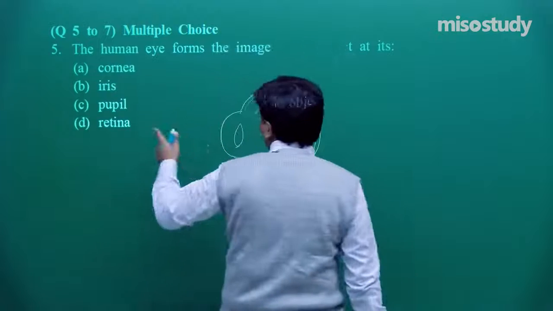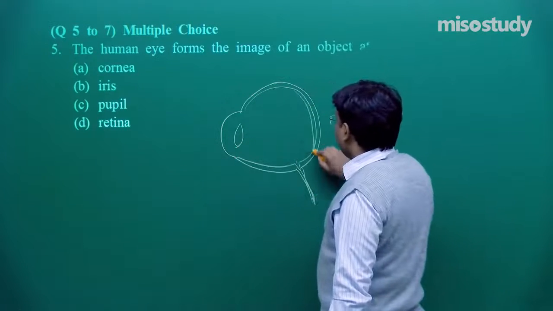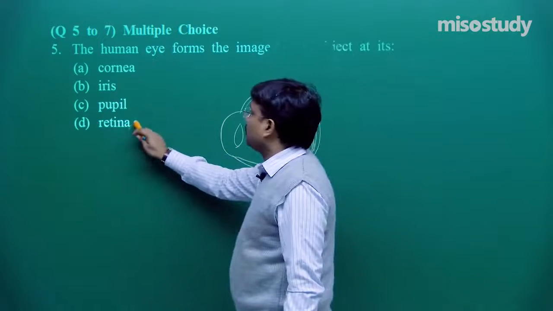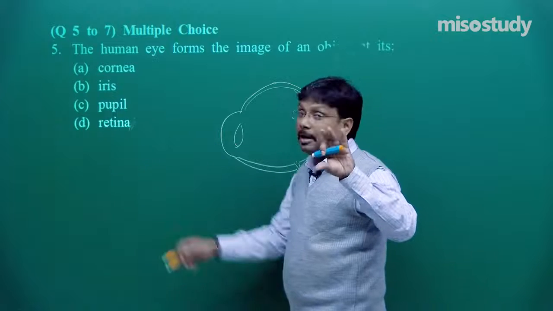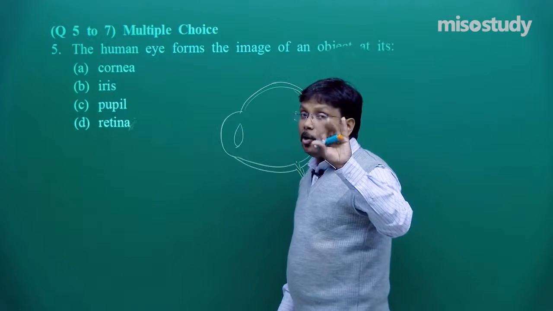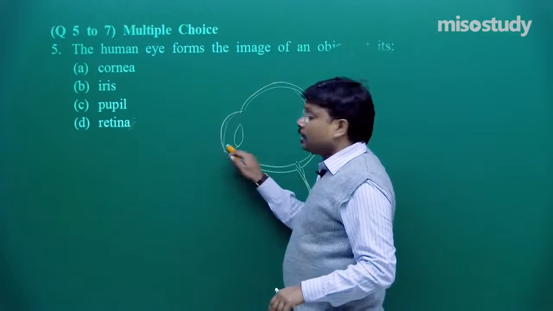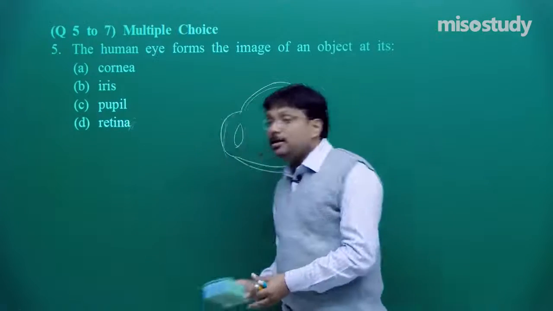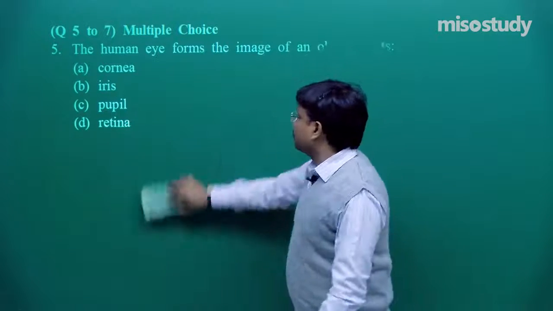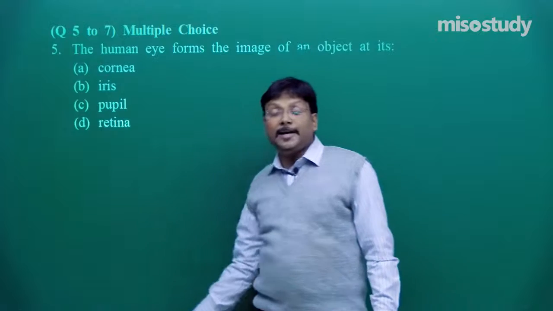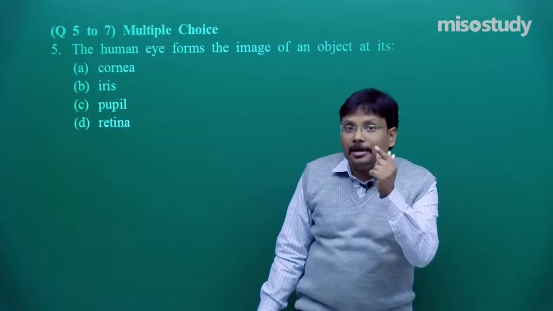So the moment you see this question, you will say the answer is retina. This is the portion where the image formation will take place. The iris is doing what? Controlling the movement of the pupil. The pupil, by adjusting the opening, allows the amount of light entering the eye. The cornea is this portion. So each and every aspect I mentioned in those videos. The retina is the screen. I mentioned specifically that the screen of this natural camera is the retina.